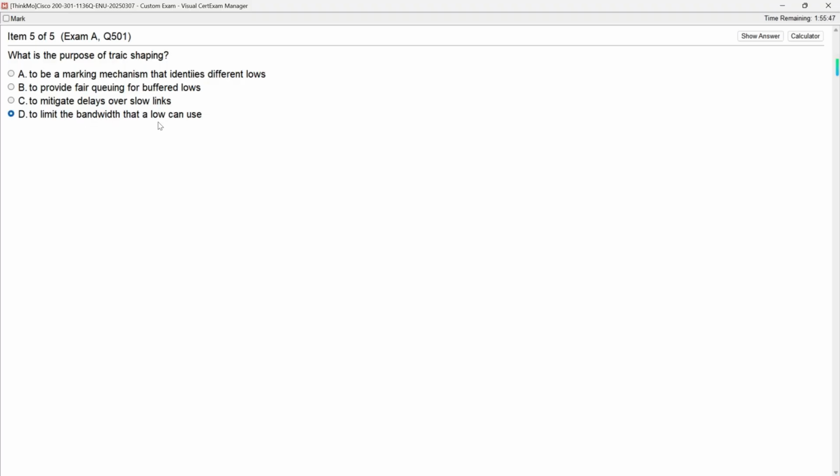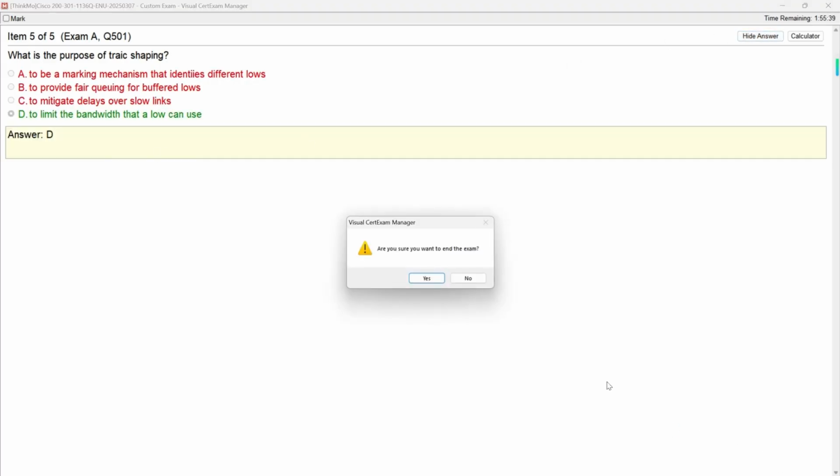So we choose D, which is to limit the bandwidth that a particular flow can use. The correct answer is D. All right, submit.